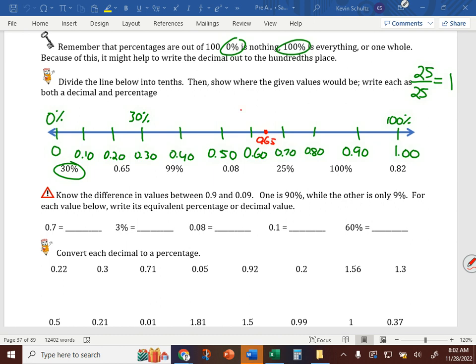65%, right? If this is 60% and this is 70%, 0.65 is going to be right in the middle there. It's going to be 65%. Okay?